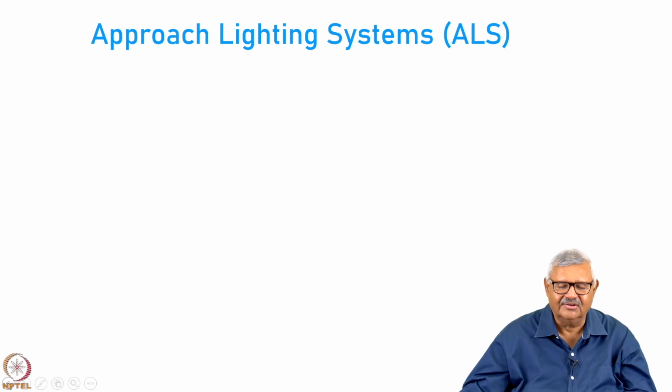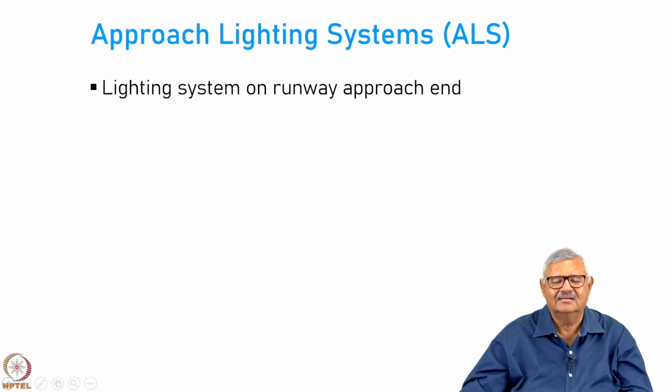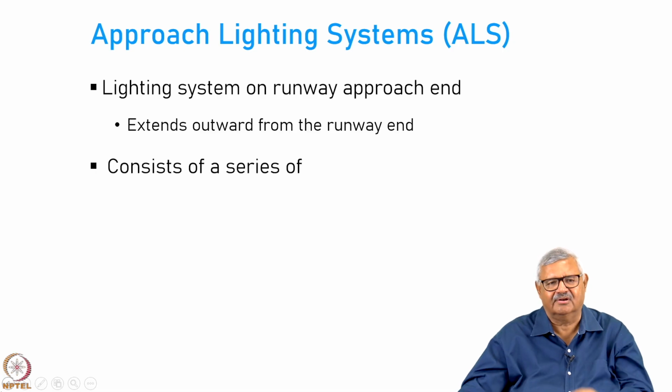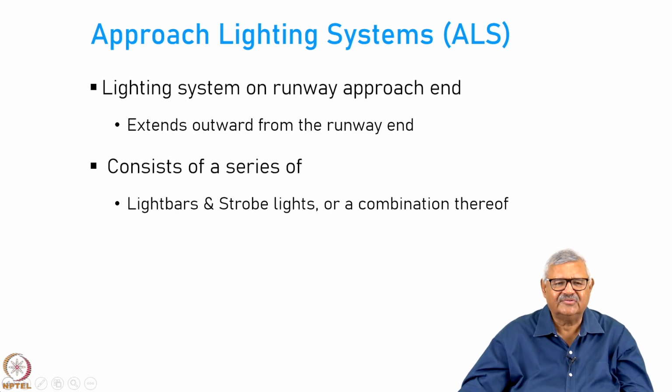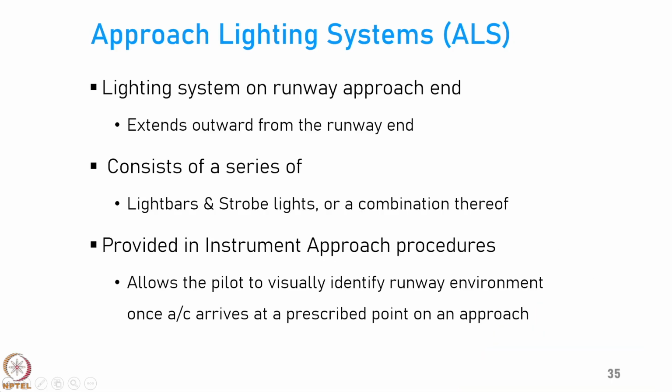There are lighting systems which support the information available from the ILS. They are on the approach end of the runway and they extend outward from the runway end. They consist of a series of light bars and strobe lights or a combination of these two, and they are provided in the instrument approach procedures. They allow the pilot to visually identify the runway environment once the aircraft arrives at a prescribed point on the approach. So, you get this information while you are still in the air.